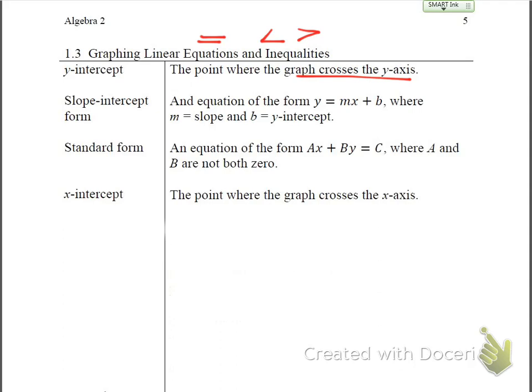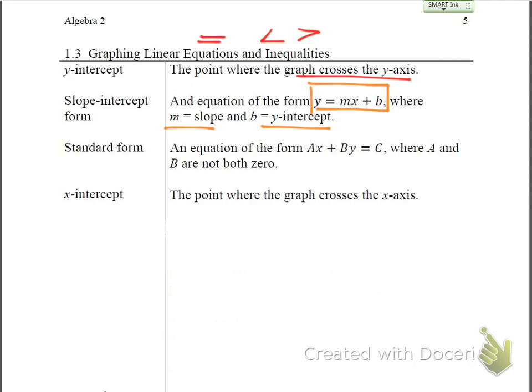We also had two different forms of a line. The first one was slope-intercept form. And if you guys remember all the way back from Algebra 1, slope-intercept form was like our favorite form. It was y equals mx plus b. Do you guys remember that? It should at least sound familiar. Y equals mx plus b. M is the slope, and b is the y-intercept.